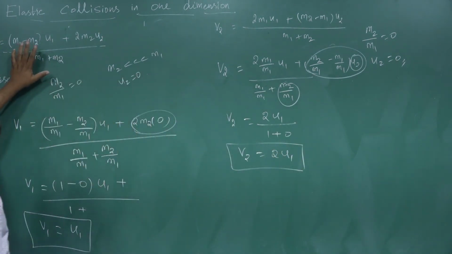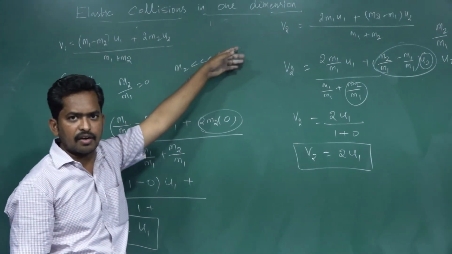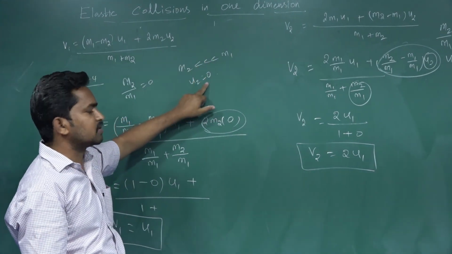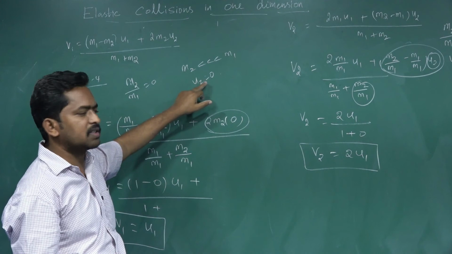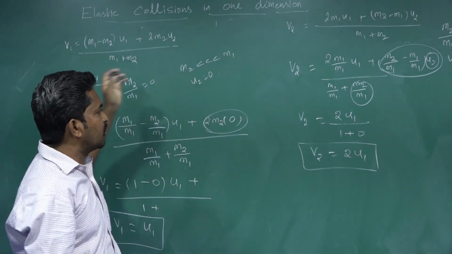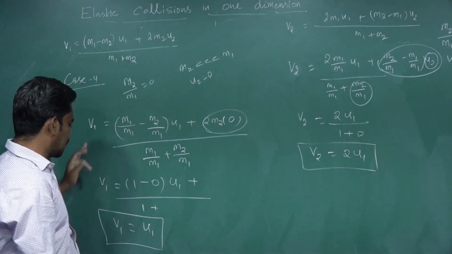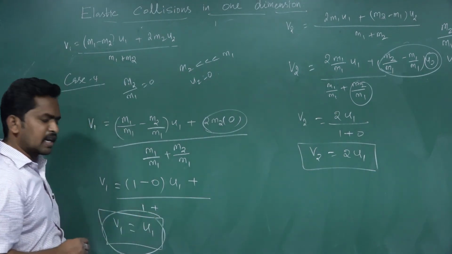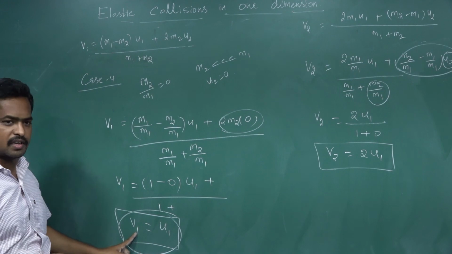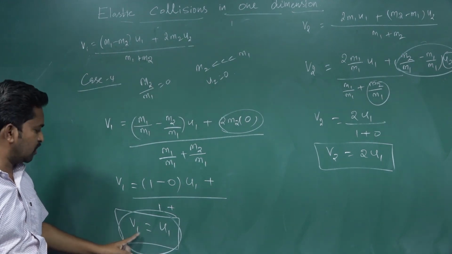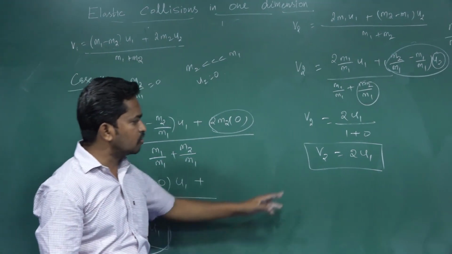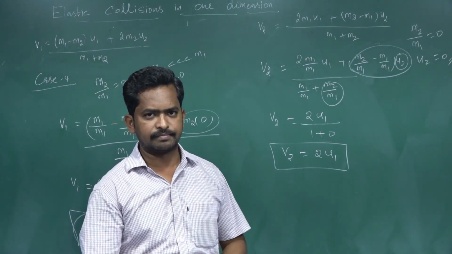In these conditions, the second object M2 is very much less than the first object, so the target is at rest. The second object's velocity is 0, the initial velocity is 0, and our first object collides elastically with the second object. The final velocity of the first body after collision is V1 equal to U1, and V2 is equal to 2U1.